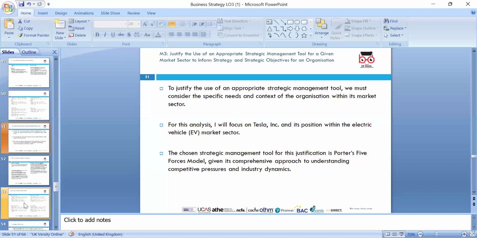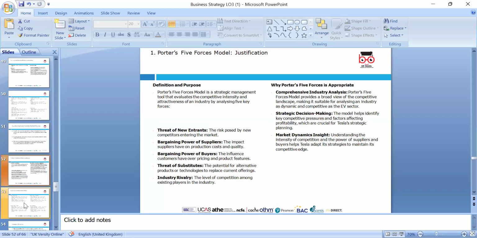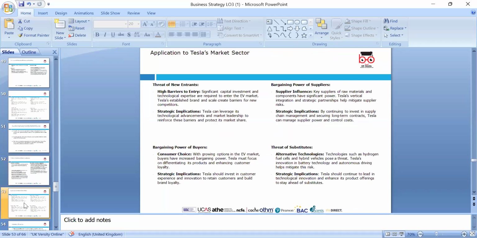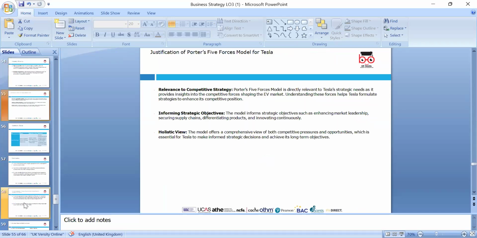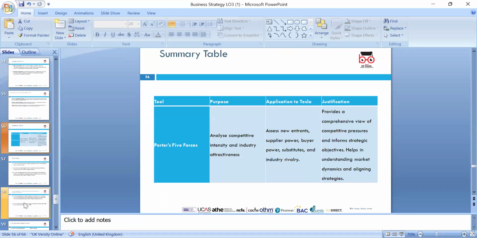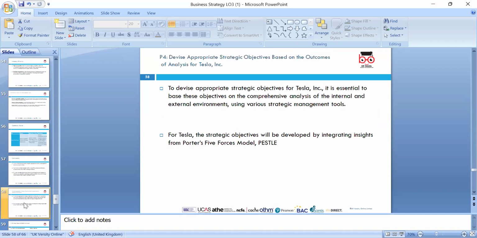So we can find in the market the worth of the market and the growth rate of the electric vehicle market. We can justify in the light of the four to five forces, in the light of the Tesla market sector, what the positioning is, such as threat of entry. Industry rivalry is high, low, or medium, and then we can summarize it in a table, which is quite good. So that's the four to five forces, high, low, as we discussed. Then we have P4, which we already mentioned, the strategic objective based on the analysis.